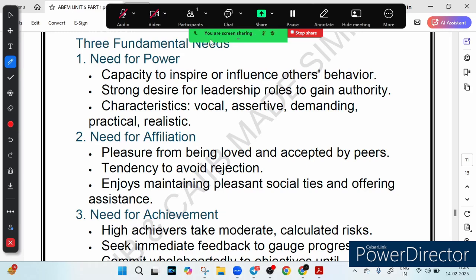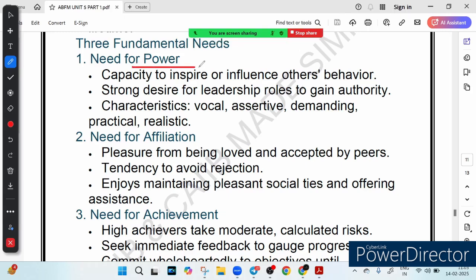What is the meaning of power? Power means the capacity to inspire or influence other people's behavior. So a strong desire for a leadership role to gain authority is called need for power, with characteristics like vocal, assertive, demanding, practical, realistic. Then we have the second need, which is called need for affiliation, which means pleasure from being loved and accepted by peers.